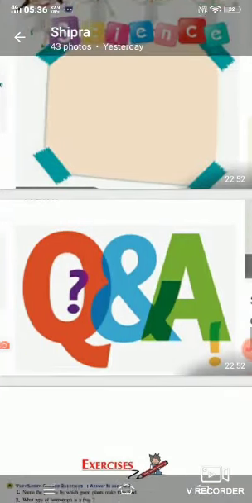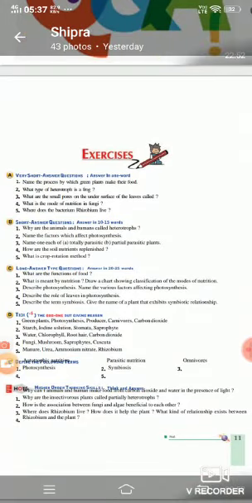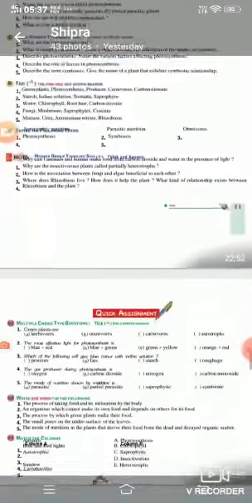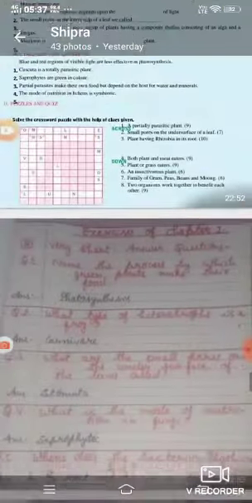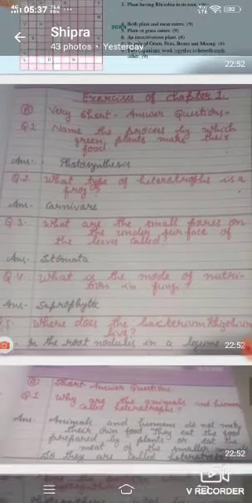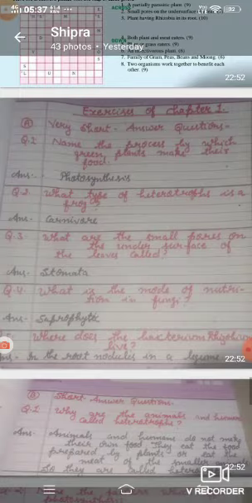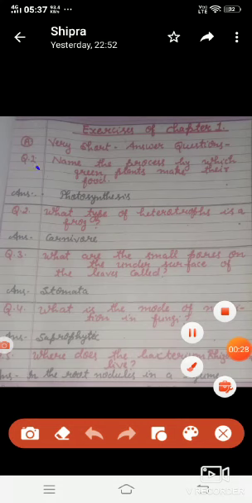Today I am going to start solving the question answers of chapter 1, Food, for class 7th. Firstly, we solve the very short answer type questions. Question 1. Name the process by which green plants make their food. Answer: photosynthesis.